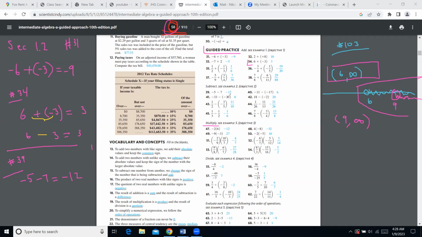Let me try another exercise here, like problem number 41, that has two minuses in front of 33. Do you see this? Minus 33, and then you subtract negative 33.